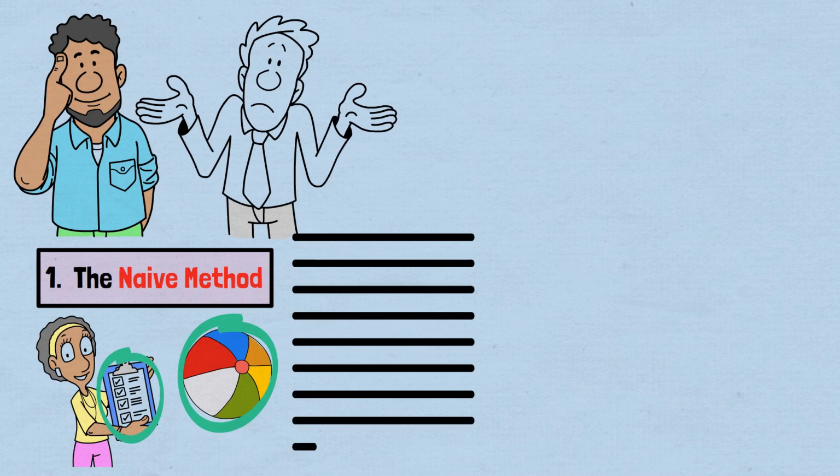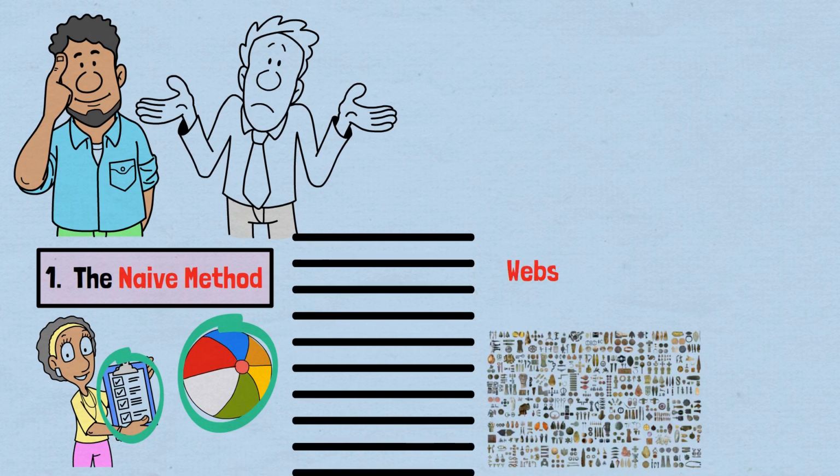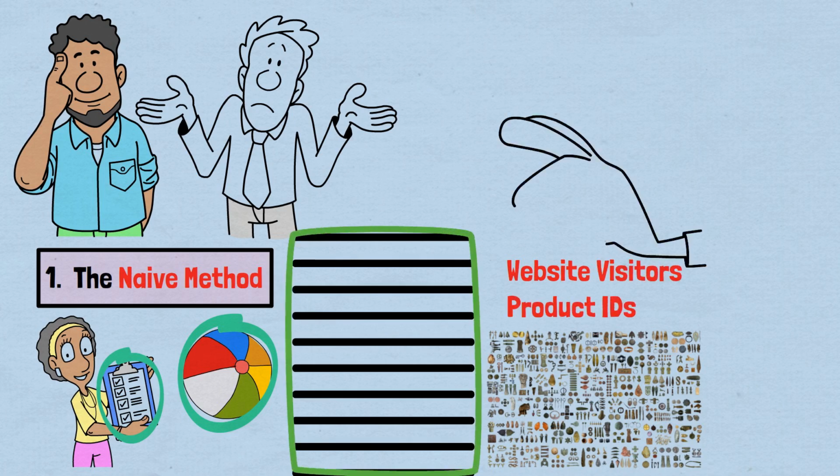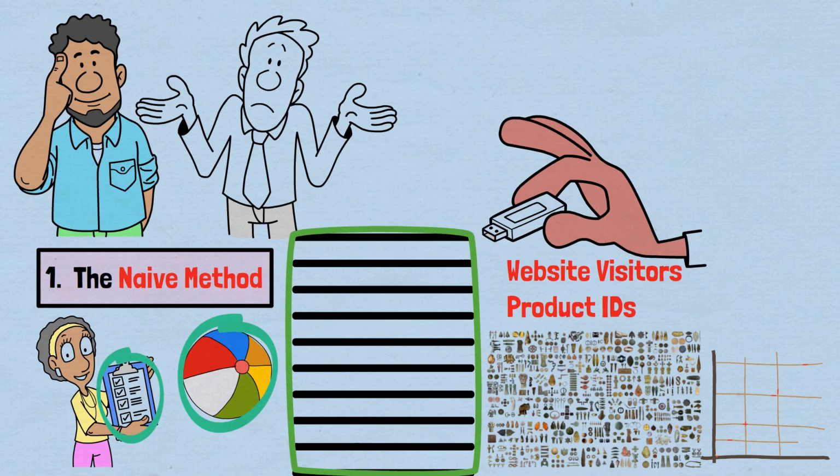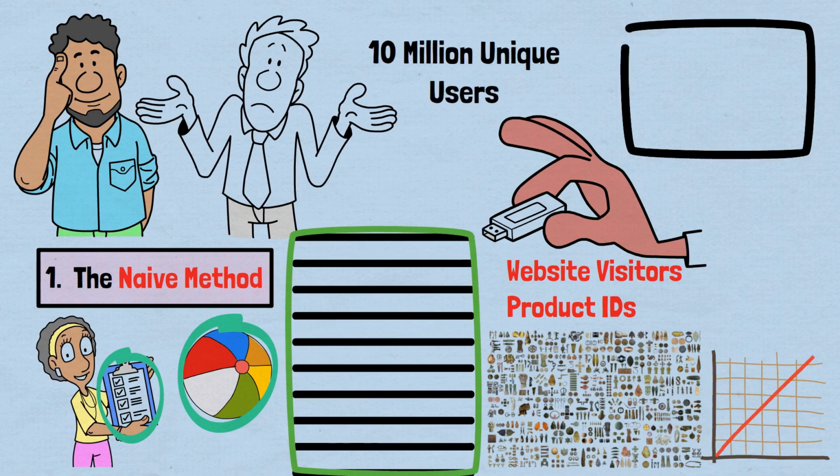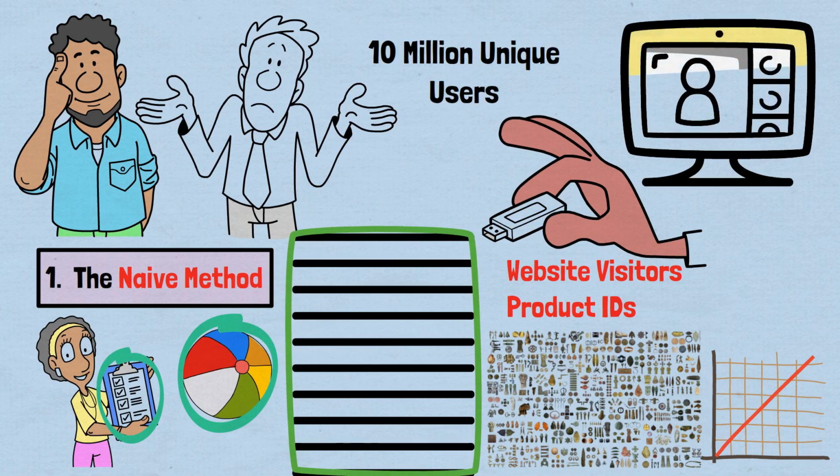The problem is that this table grows endlessly. If you're tracking millions of unique items, like website visitors or product IDs, your table becomes enormous. This approach requires a lot of memory. The storage grows linearly with the number of unique items, meaning if you have 10 million unique users, you need enough memory to store 10 million records.